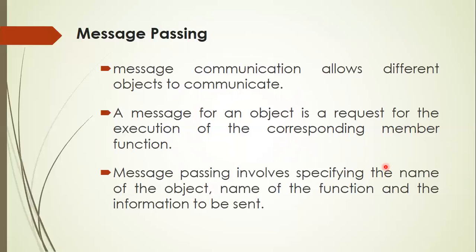Suppose object A wants to communicate with object B. In that case, object A has to pass a message to object B. It is nothing but a request for the execution of the corresponding member function. As I told you, if object A wants to communicate with object B, direct communication is not possible. Only the member function of object A communicates with the member function of object B. So object communication is in turn nothing but communication between the member functions of the two objects.